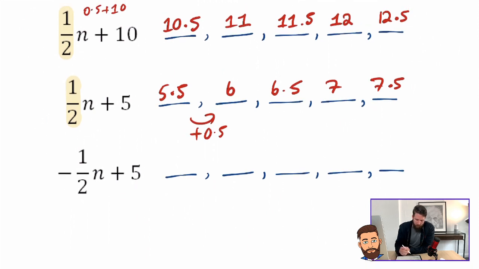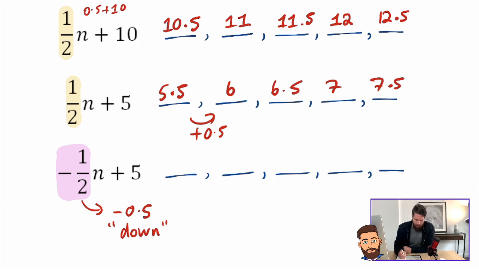And then finally, we just have to be careful on this last one. What is in front of my n? Minus a half. What does that mean? It means it's minus 0.5. It's going down. My sequence is going to be going down because it's a minus. If it is a minus, it's going down. It's going down by a half.